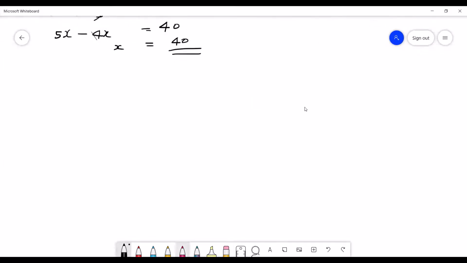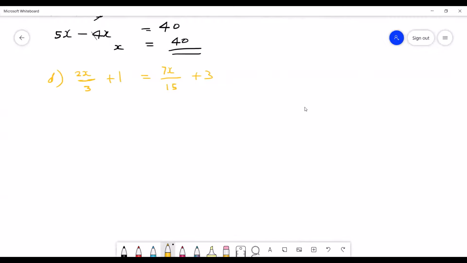Now let us come to the next question here. Question number D is 2x upon 3 plus 1 is equal to 7x divided by 15 plus 3. Given is 2x upon 3 plus 1 is equal to 7x plus 50 upon 15 plus 3.